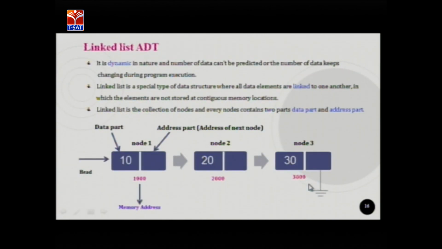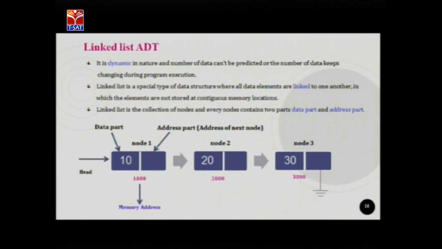Now we are going to discuss the linked list ADT. In the previous slides we discussed the stack and queue ADTs. Stack and queue ADTs perform static memory allocation, but the linked list is different from them because it has dynamic memory allocation. Dynamic memory allocation means we need not define the memory size beforehand, because we are able to change the memory space at runtime.